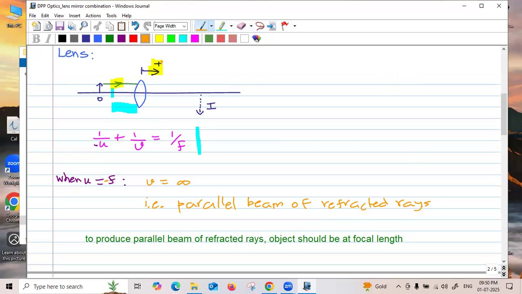So when the object is at the focal length, the light will go like this and come out parallel to the principal axis. Another ray like this will also come out parallel to the principal axis. So the only way to produce a parallel beam of refracted rays is to have the object at the focal point. That we also see from the formula, because u equal to minus f means 1/v is 0, so v should be infinite. So with this basic, you can solve this question.